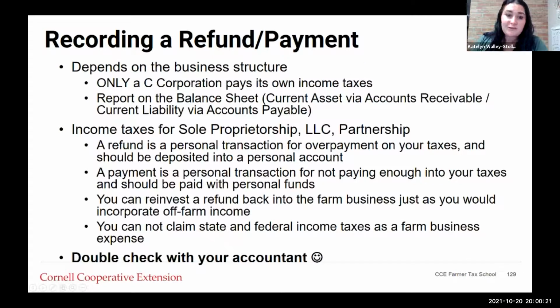So the whole reason for this, if we think about it this way, is that when you're filing a Schedule F as a sole proprietorship, this is something that is adjusting your personal income from which you're going to pay your income taxes or get an income tax refund. So at the end of the day, double check with your accountant, but for the most part, the farm business itself is not taking a refund into its checking account and it's not paying income taxes.